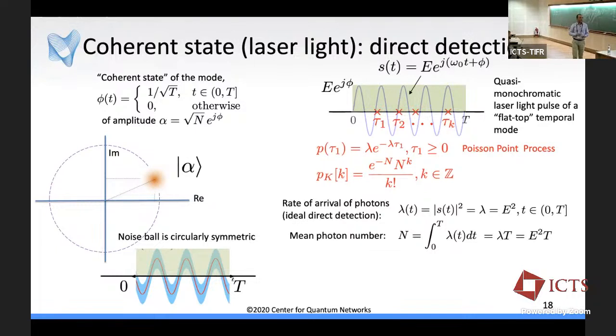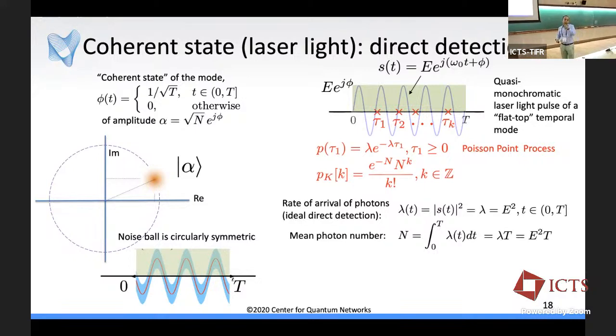That's all you need to derive the fact that if you count the number of clicks over the entire duration of the pulse, it will have a Poisson distribution with a mean given by the mean photon number, which is the integral of the rate over the time. So this is the photons per second, clicks per second, integrated over the time. So this is the unit of photon. So N is E squared T, and N is, in this notation, magnitude alpha squared. Okay, so that's the Poisson point process.